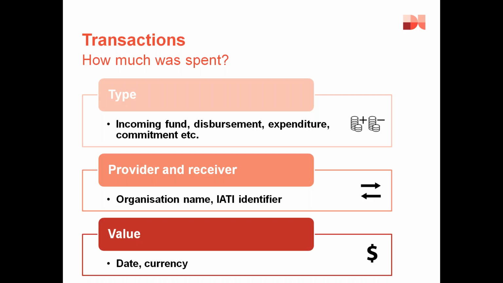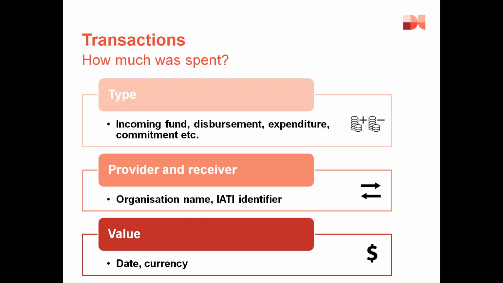We also, on a transaction, you can actually include the provider and receiver information. So the provider is the person who is providing the funds. So on an incoming fund transaction, that would be the organisation that's giving you the money. And the receiver, well, that would be the organisation itself, because you would be receiving the money from the funding organisation. And similarly, it would be the other way around on a disbursement. So if you're making a payment to another organisation, your organisation would be the provider, and then the organisation that's receiving the money would be the receiver.